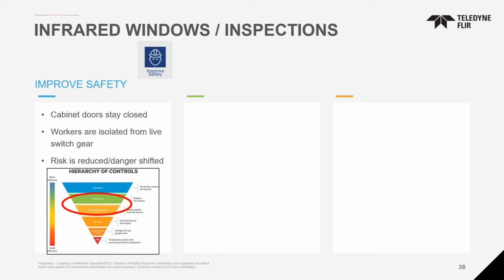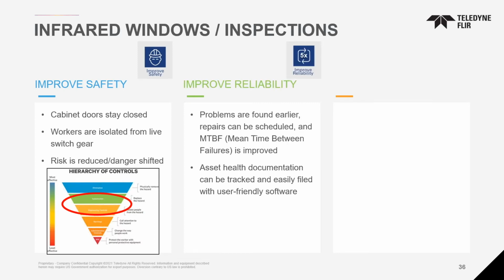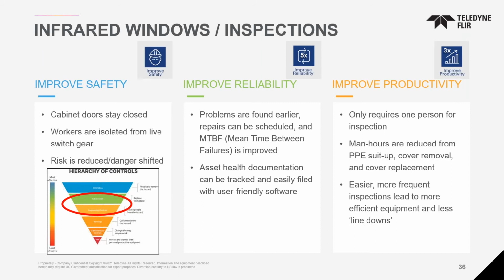But at least this allows you to keep the cabinet doors closed, so the workers can stay safe, and we reduce the risk of arc flash. Make it more reliable. So again, by doing regular condition monitoring now, without having to open the cabinet, because it's just opening the window. I'll show you a picture in the next slide. It makes it easy to do inspections, and you can document everything because you have a camera. You can capture images and/or videos.